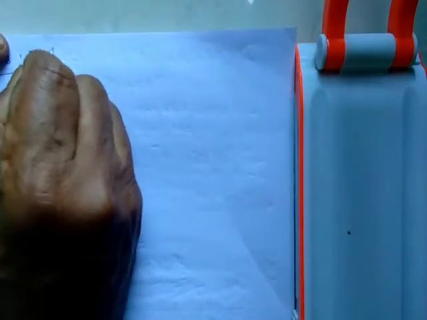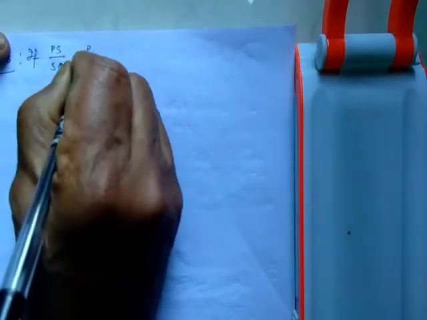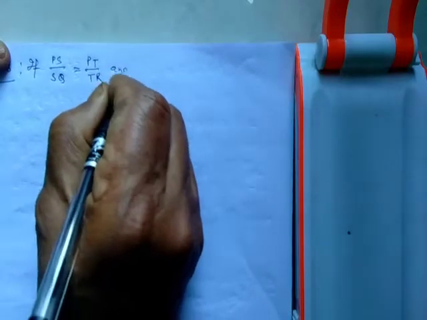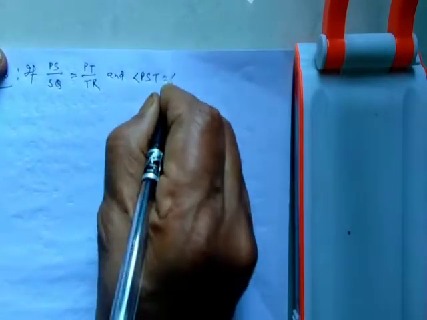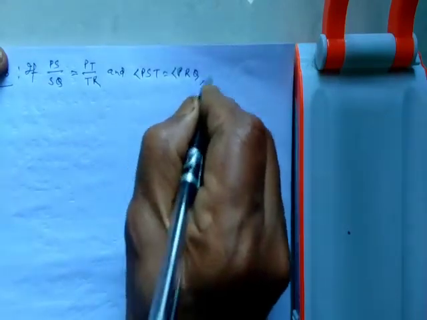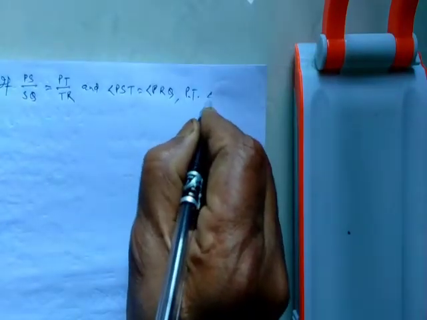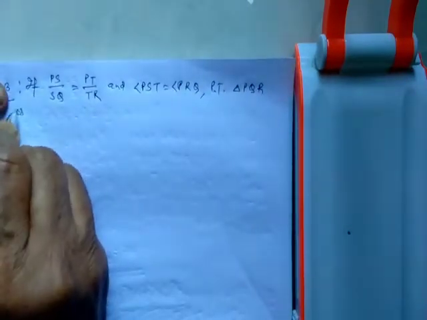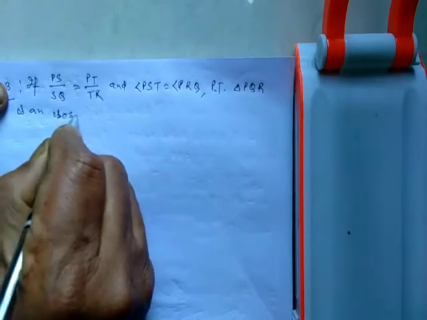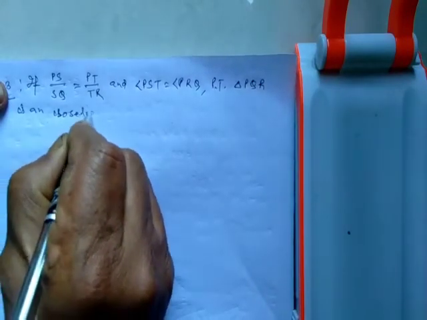Next example number 3. Example 3. If PS by SQ is equal to PT by TR and angle PST is equal to angle PRQ, prove that triangle PQR is an isosceles triangle. This is what we have to prove.